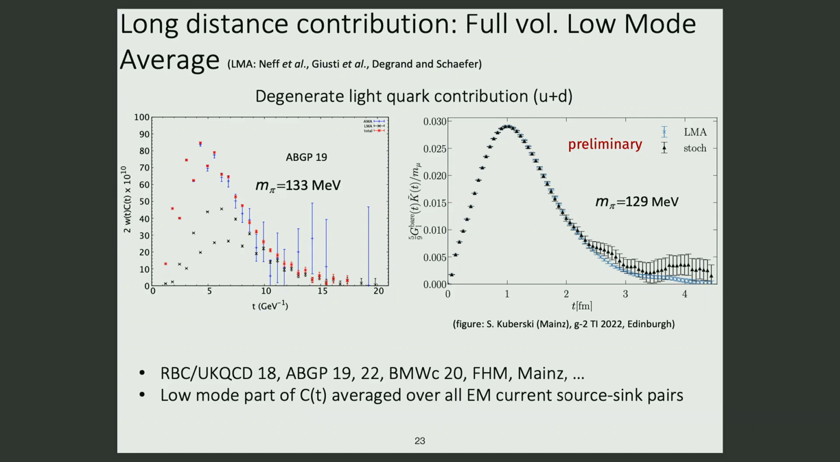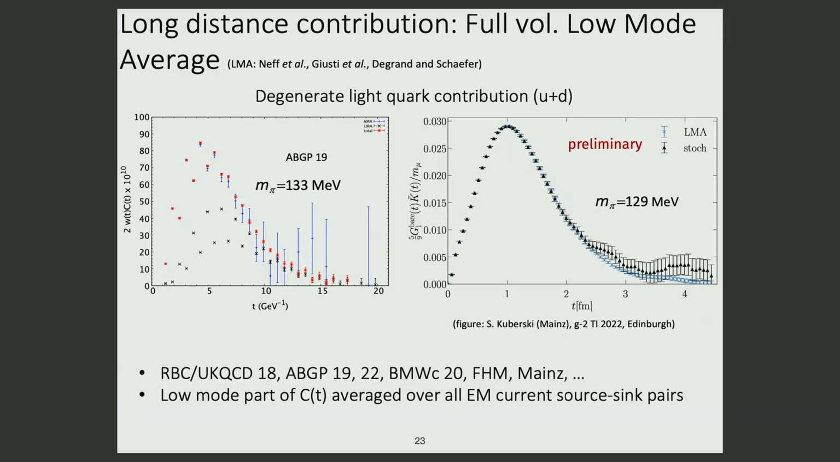And we basically have 3 methods by now to handle that long distance contribution that go way beyond just doing the calculation more times on more configurations. And so the first of those is called a full volume low mode average, where we calculate the contribution to the correlation function from the lowest n eigenmodes of the Dirac operator, which we know from every point on the lattice to every other point on the lattice.